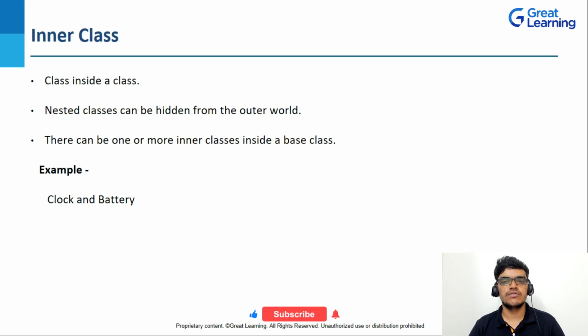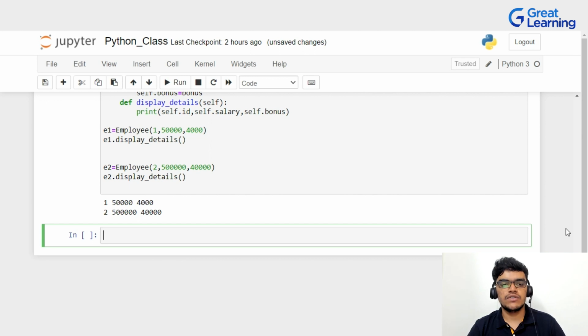So let's suppose we are having two classes, that is clock and battery. We know that clock needs battery in order to show the time, but battery cannot be used if we are not putting it inside a clock. So basically here battery will be an inner class and clock will be your base class. So this is the basic idea about inner class. So let's see the implementation of inner class.